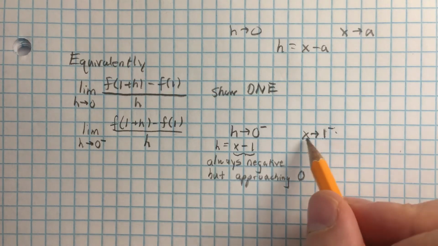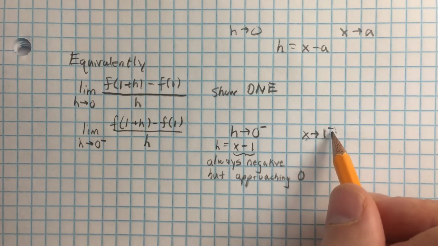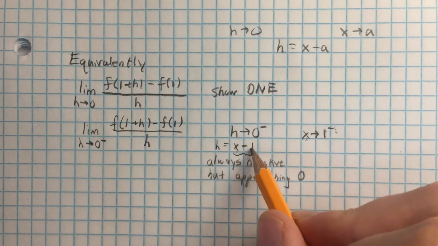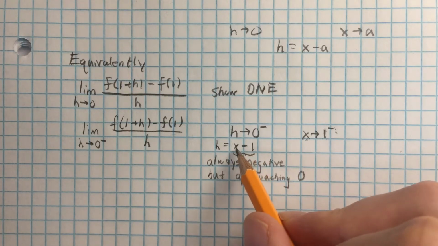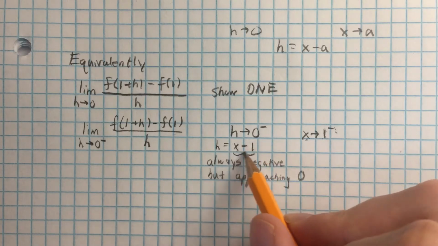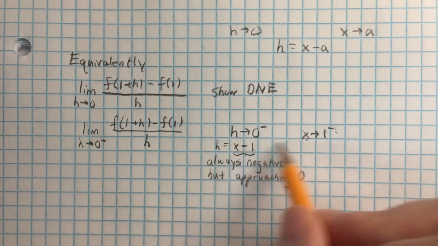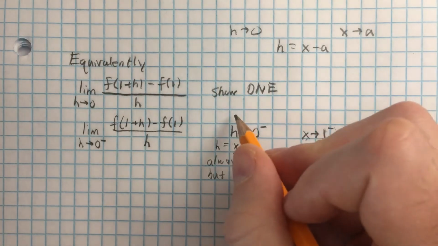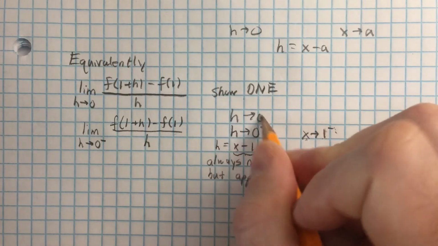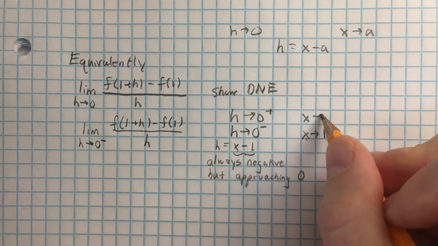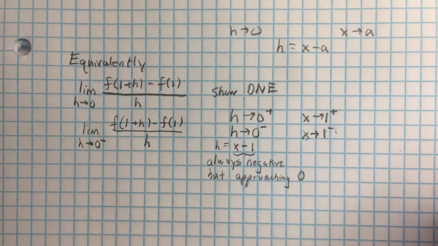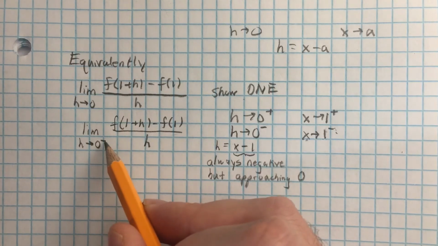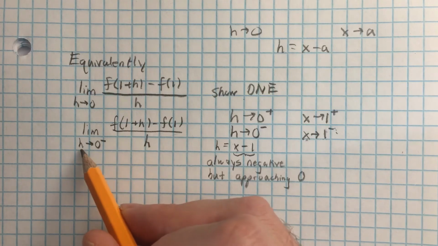And then the same analysis follows for when x approaches 1 from the right. If x approaches 1 from the right, then the value x here is always greater than 1. A value greater than 1 minus 1 would always be positive. Yet, since x is heading towards 1, this little difference is heading towards 0. So h is still heading towards 0, yet it's always positive. So if h is heading towards 0 from the right, that would mean that x is heading towards 1 from the right. Therefore, this left-hand limit, h approaching 0 from the left, is exactly the same as the left-hand limit, x approaching a from the left.